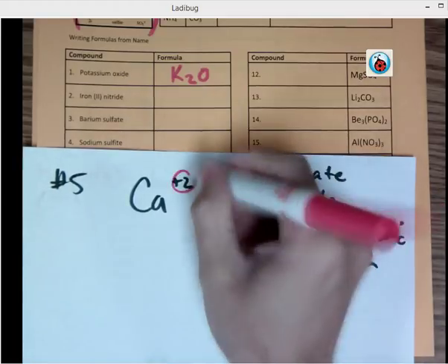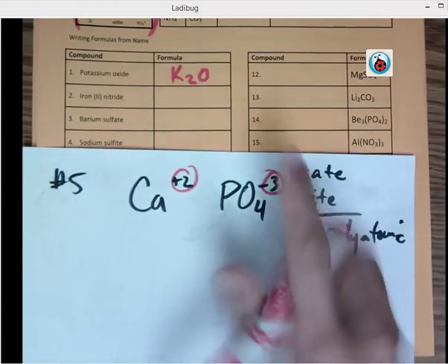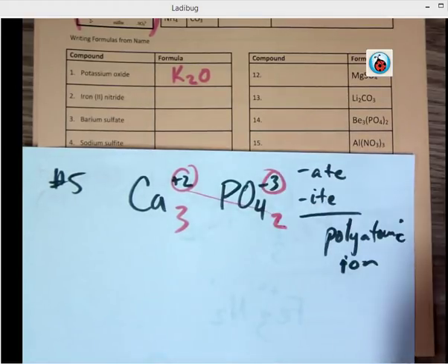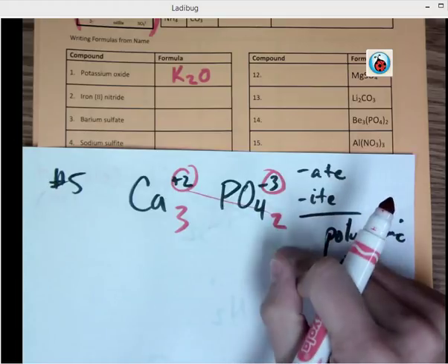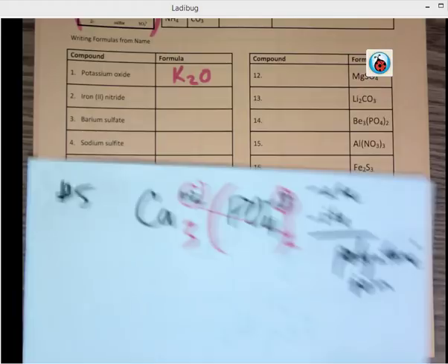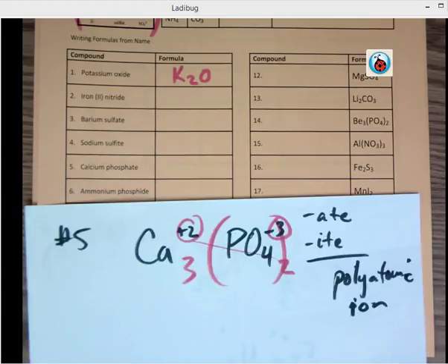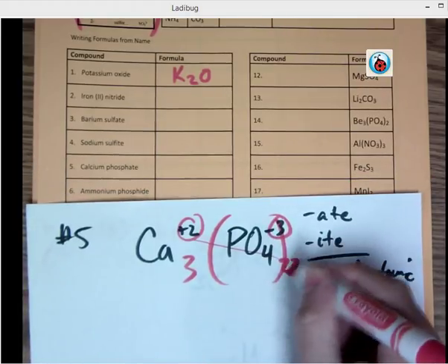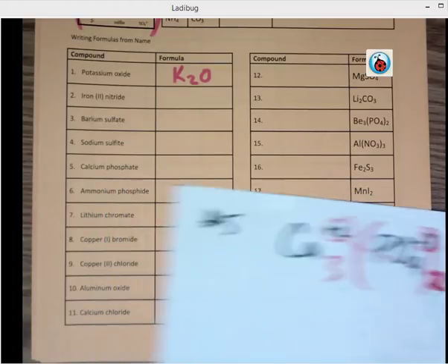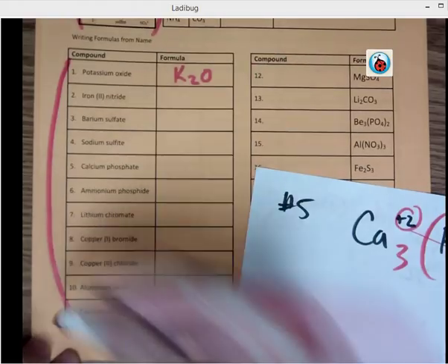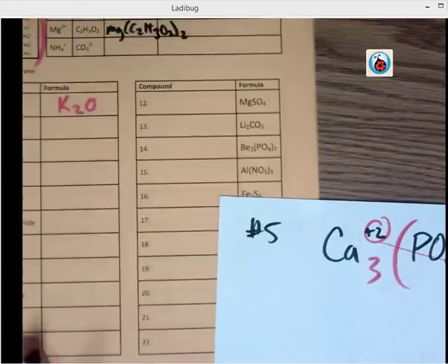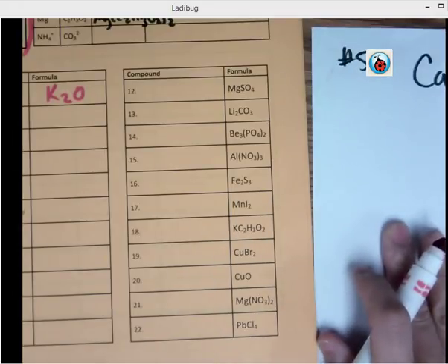And now you cross them. They're different charges, so cross them. 3 comes over here, 2 comes over there. If I put a number next to a polyatomic ion, what do I need to do? Put parentheses. Correct. So Ca3(PO4)2. That is the formula for number 5. You will complete all this side. Pause it, complete it, and then go on to the next page.